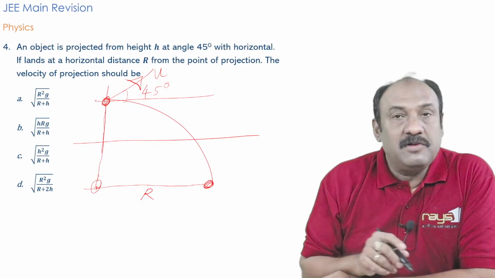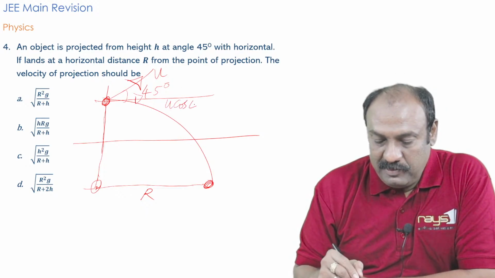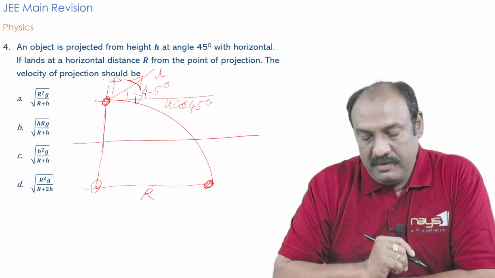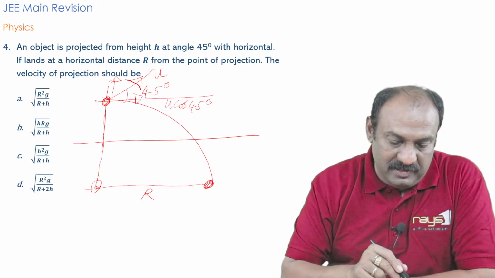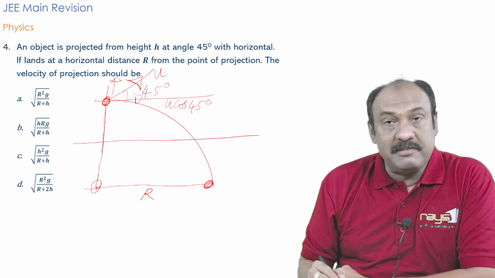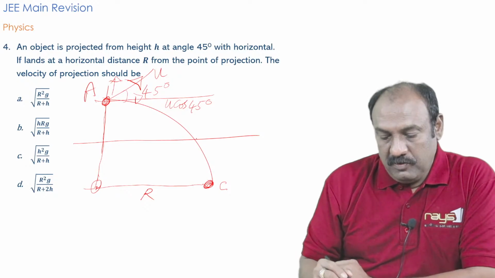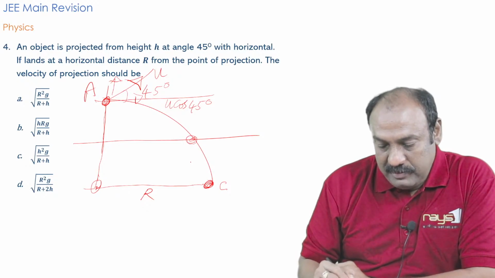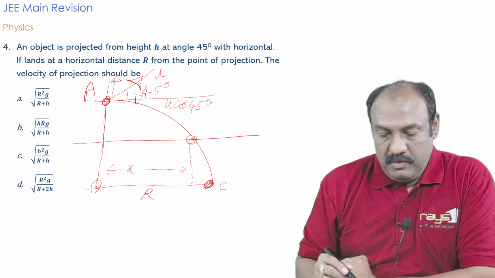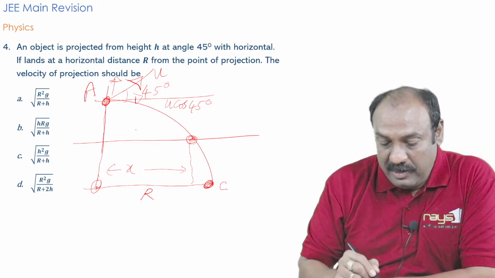That is what we want, the velocity of the projection. Along the horizontal direction, it is projected with velocity u cos 45, and along the vertical direction with velocity u sin 45. Let it reach this point C when it is projected from point A. I considered the horizontal displacement covered by this projectile as x, and the vertical displacement covered by this projected body as h.